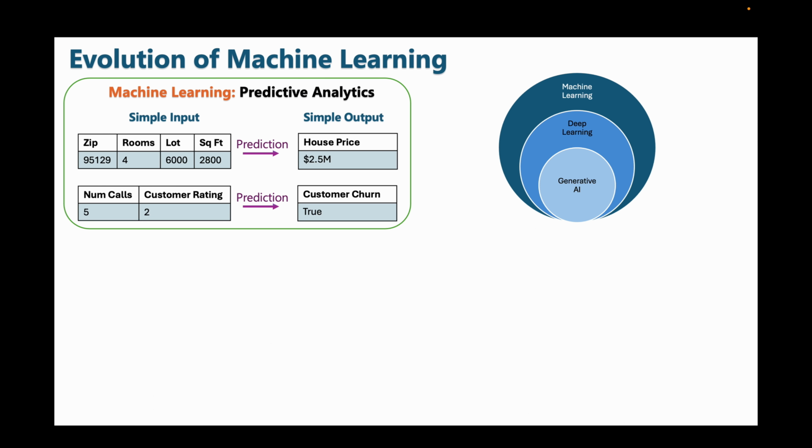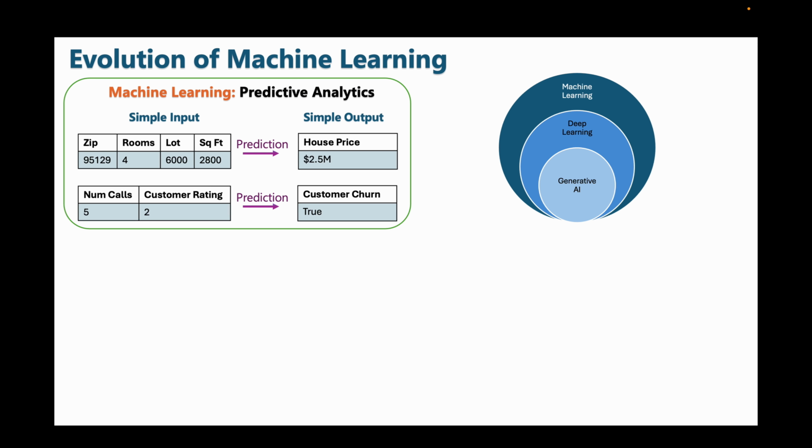Another way to understand generative AI is to see how it fits within the broader field of machine learning. Let us look at the evolution of AI over the years. The first major wave of modern AI was machine learning, where the primary goal was prediction. We collected structured tabular data such as house features or customer attributes and trained models to predict outcomes such as house prices or customer churn.